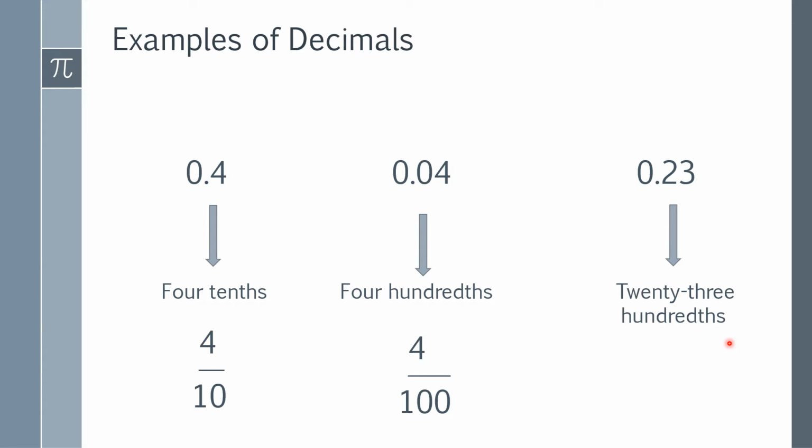23 hundredths. In fraction, it is written as 23 over 100. So once again, it's over 100 because the last digit is in the hundredths place value.